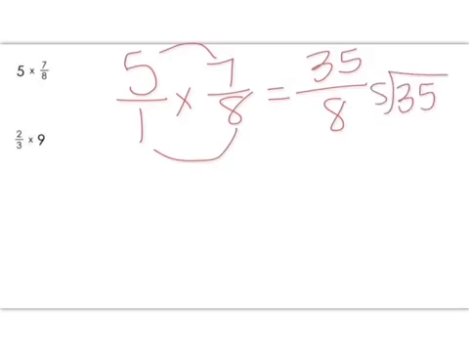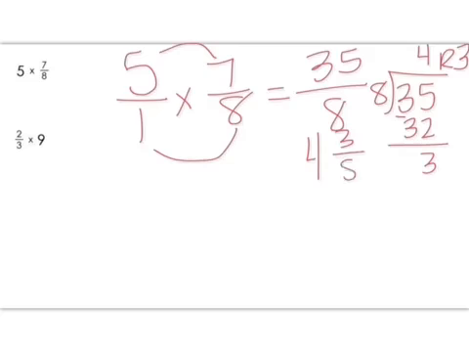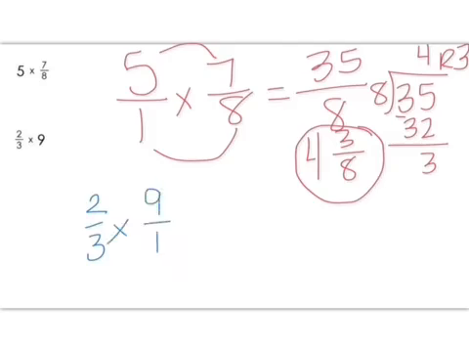35 divided by 8. How many times can 8 go into 35 without going over? It can go in 4. 4 times 8 equals 32. Do a little subtraction. I get 3. 4 remainder 3. That 4 is going to be my whole number. 3, new numerator. Keep the old denominator. 4 3/8. Ta-da! Then, on my next one, I'm going to take 2/3 times 9, 9 over 1.